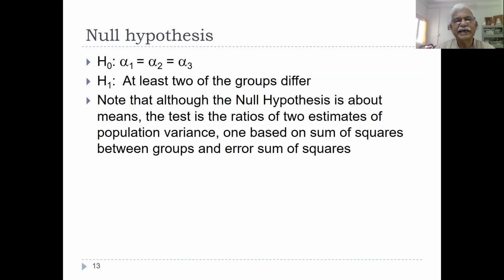Imagine that you have 10 groups. Then the null hypothesis would be that effects of all the 10 groups are the same. And the alternative hypothesis will be that at least two of the groups differ. Actually, it is not possible that only one group differs from the overall. At least two groups will differ. If one group differs, there will be another group which also differs. So the alternative hypothesis would be that at least two of the groups differ. The other 8 groups may have the same value.